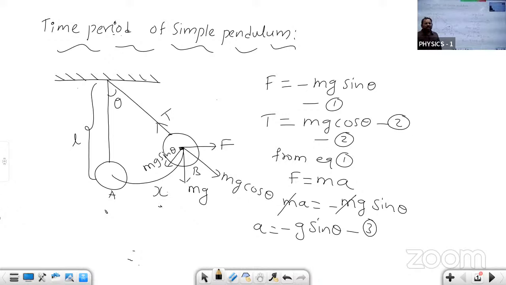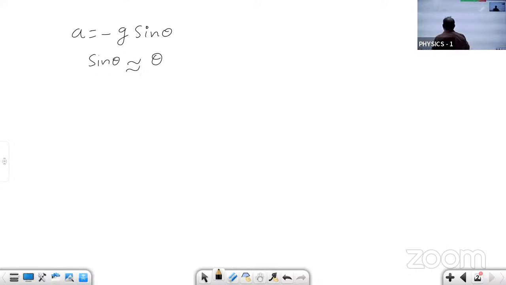Practically, the value of theta is less than 5 degrees. That's why we are treating sin theta as approximately theta. Theta equals x by L, where x is the displacement. So sin theta approximately theta means we are writing a equals minus g into theta.